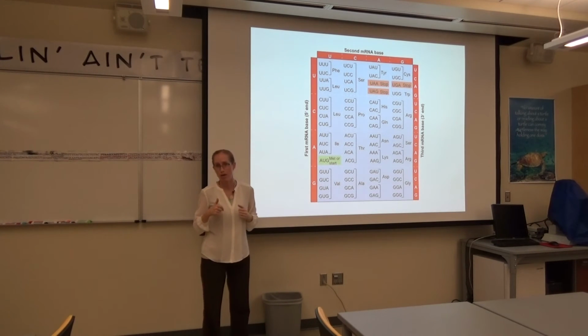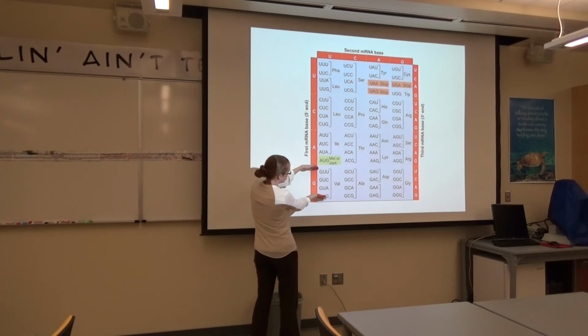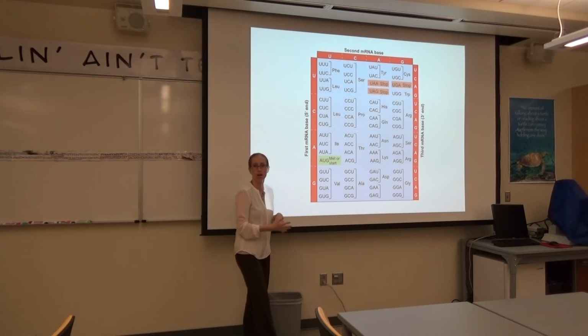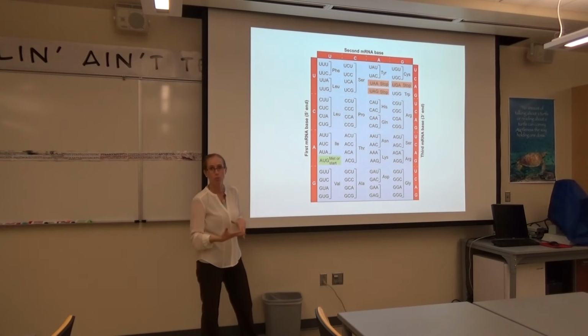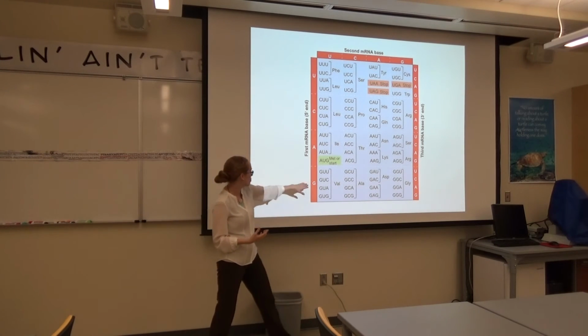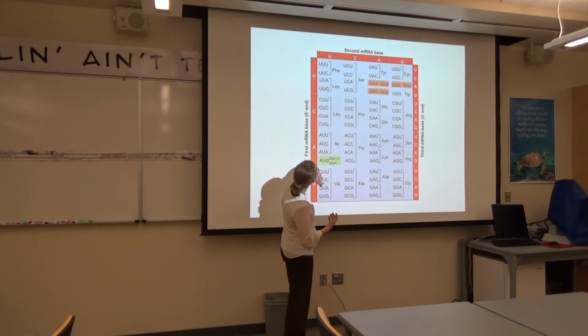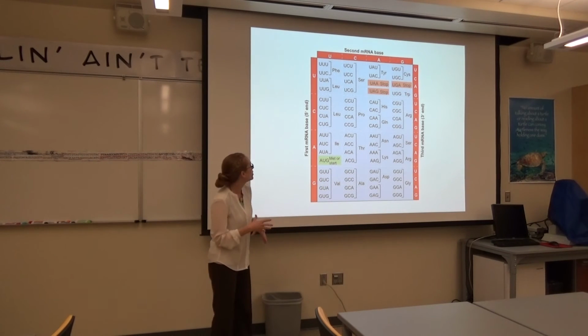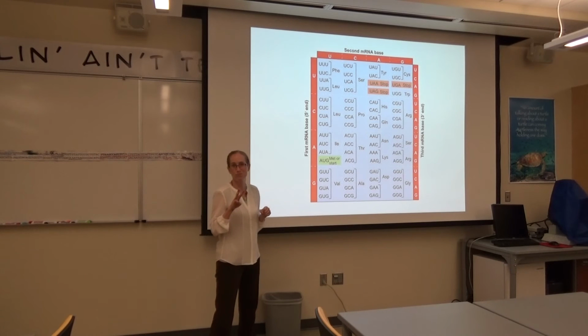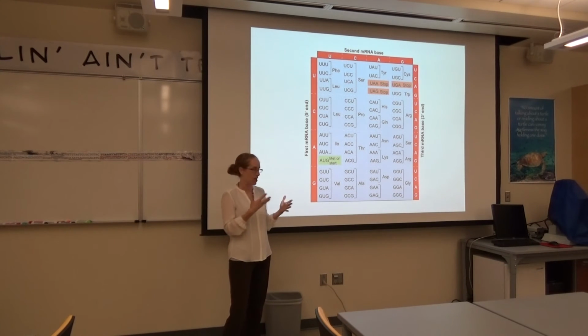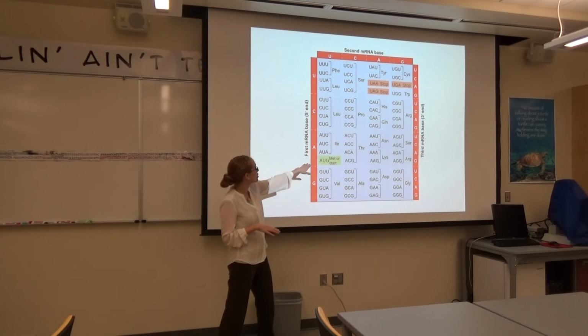Now, this is where you can point out wobble. Look, GUU, GUC, GUA, GUG, they all code for valine. So there's some wobble in the code. And there's wobble here, here, and here. So you just point that out, that there's way too many 3-letter codes for the 20 amino acids, so we have some redundancy.